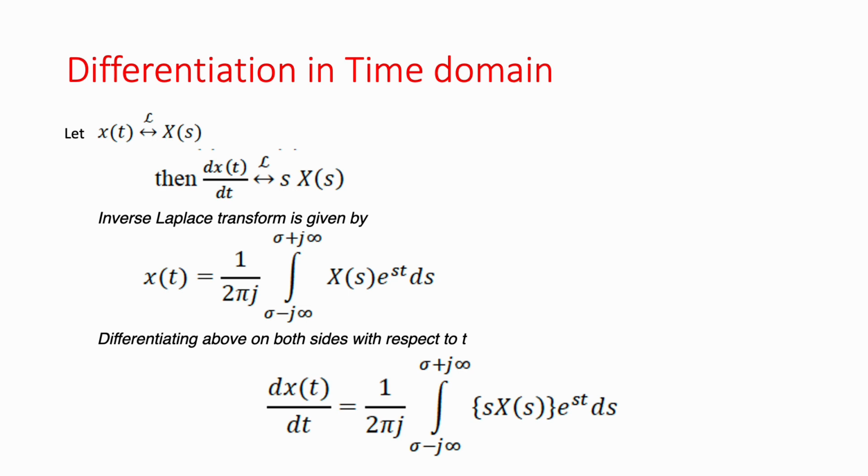Here you will get the integration part the same. Only the differentiation we have to do for e power st. If I do the differentiation, I will get s x of s e power st ds. So if you compare the left side and right side, you will get the transform as s x of s for dx of t by dt. So this is the property we have to prove. Hence the property is proved.